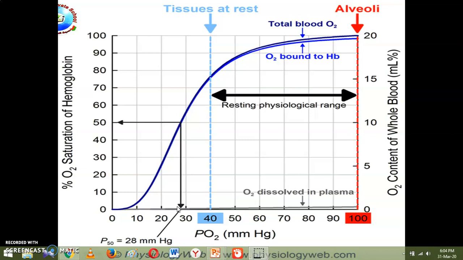So here you can see the graph, at the partial pressure of oxygen at 28 mmHg on the x-axis, the saturation of hemoglobin is at 50. Here at the level of 40 on the x-axis are the tissues at rest. That means this is the resting position of the tissues. They are waiting until the four molecules of oxygen are attached to the hemoglobin. Once they have been attached to the hemoglobin, they will be passed into the blood. So here you can see oxygen dissolved in plasma.